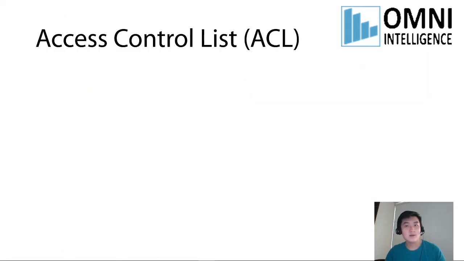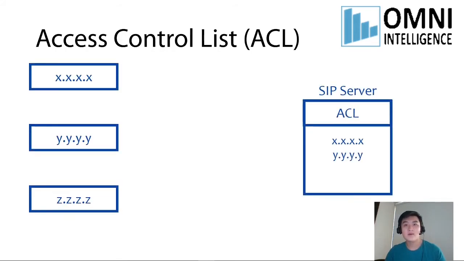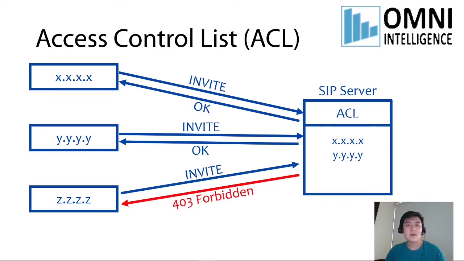Another thing to keep in mind is the access control lists, also referred to as ACLs. Most SIP servers have a list of IP addresses that the SIP server is allowed to receive calls from. When it receives a call from an IP on the list, it will allow the call to proceed. But if a SIP server receives a call from an IP which is not on its ACL, there are two possible outcomes. 1. The SIP server gives no reply and times out. 2. We get some error response from the server, typically 403 forbidden.